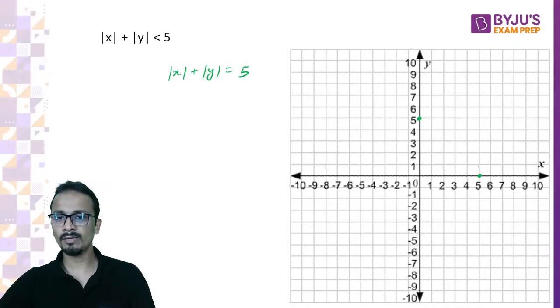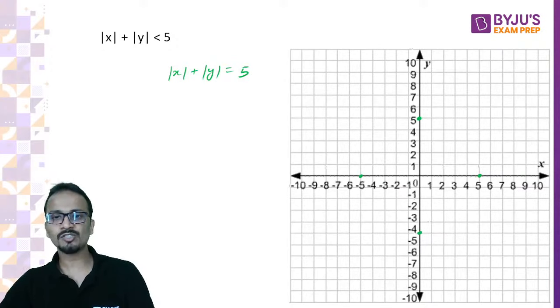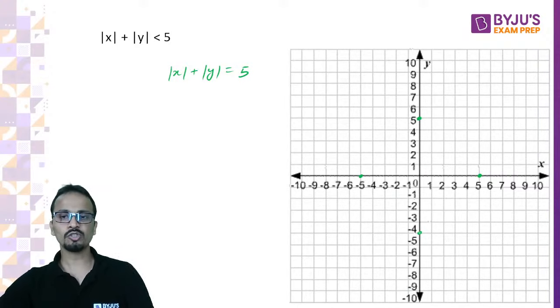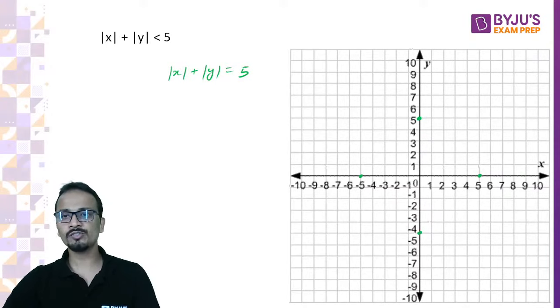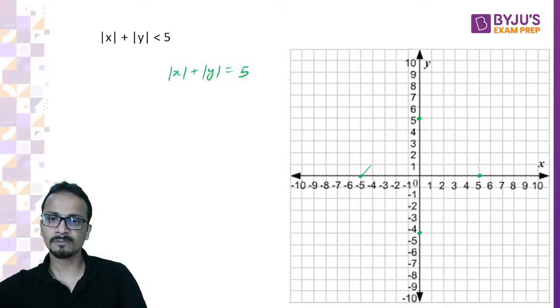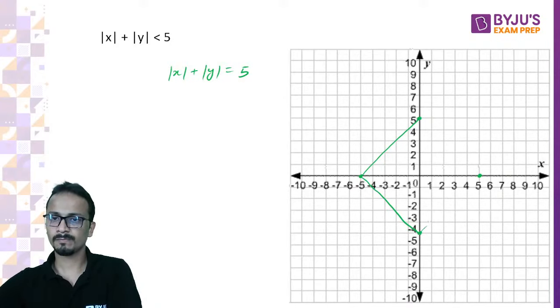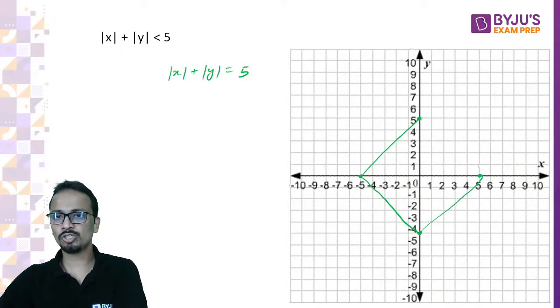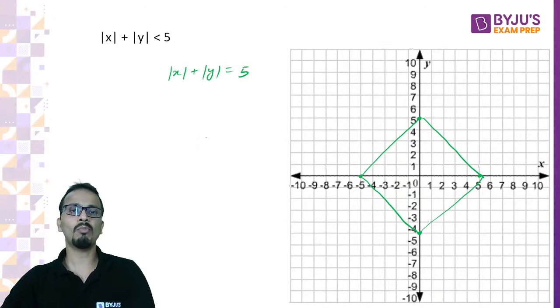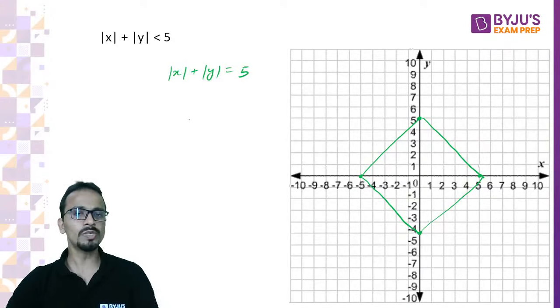So x equal to plus 5 and minus 5 and similarly y equal to plus 5 and minus 5. Okay, so this particular graph will pass through these 4 points. Let's join these 4 points with the straight lines. So this will be the graph for mod x plus mod y equal to 5.